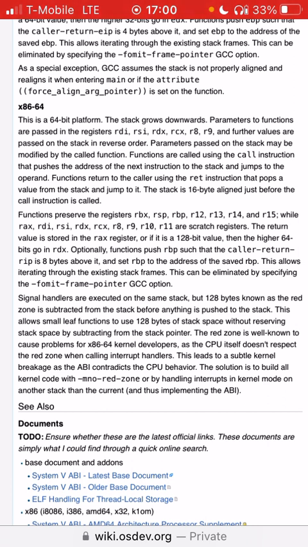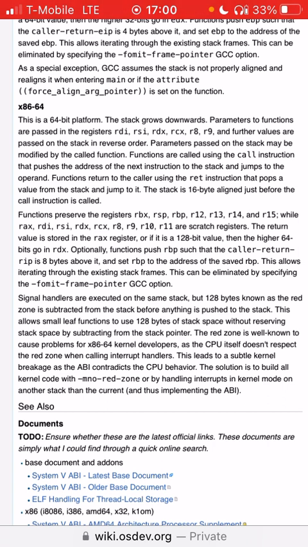Optionally, functions push RBP such that the caller-return-RIP is 8 bytes above it, and set RBP to the address of the saved RBP. This allows iterating through the existing stack frames. This can be eliminated by specifying the -fomit-frame-pointer GCC option.